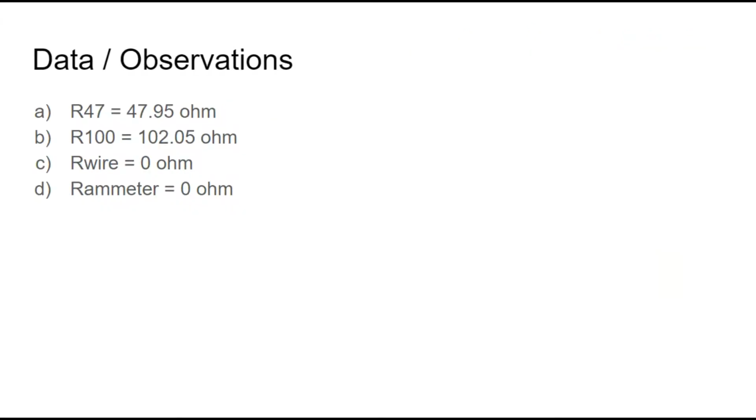Using the predicted model in PhET, the following values were calculated. The resistance of the 47 ohm resistor was 47.95 ohms. The resistance of the 100 ohm resistor was 102.05 ohms. The resistance of the wire was 0 ohms, and the resistance of the ammeter was 0 ohms.